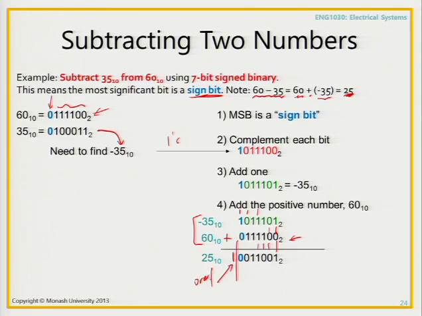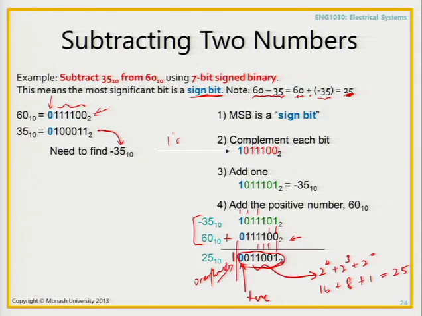All right? So now if we look at this number and interpret it, you would see that the sign bit means this is positive. And if we add up these bits here, this would be 2 to the 4 plus 2 to the 3 plus 2 to the 0, which is 16 plus 8 plus 1 equals 25.